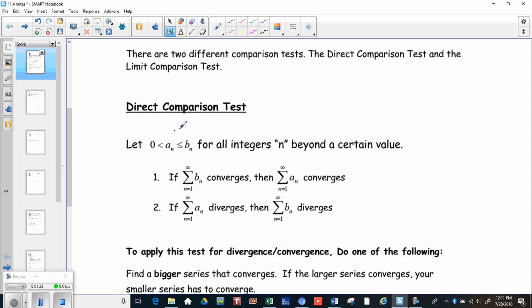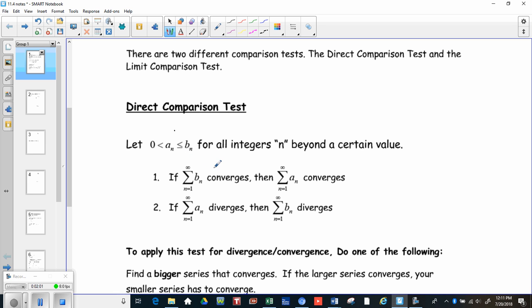Okay, so here's the general idea of the direct comparison test. What it says, and then I'm going to give you a graphic illustration of this. It says, let 0 be less than a sub n, which is less than or equal to some b sub n. So a sub n and b sub n here are different infinite series. So one of them is less than the other one, and they're both greater than 0, for all integers n beyond a certain value. So it doesn't have to start at n equals 0 or n equals 1. It can start at n equals 5, or whatever we need it to start at. But basically, from there on, this is going to be the case.